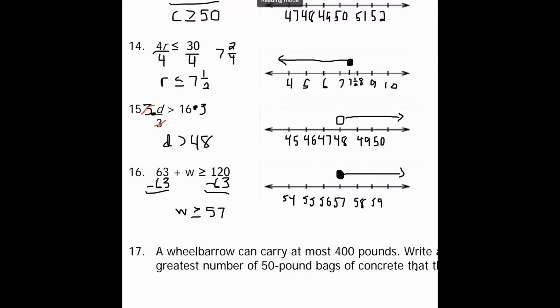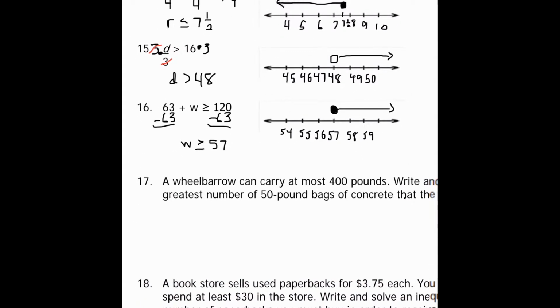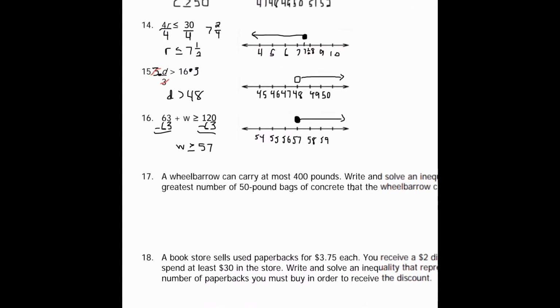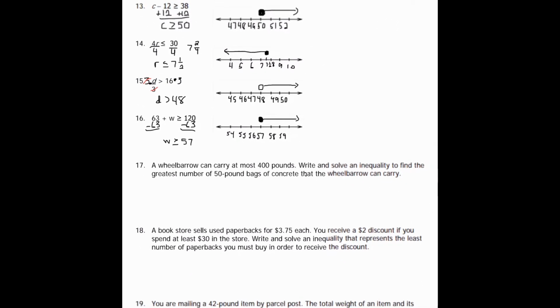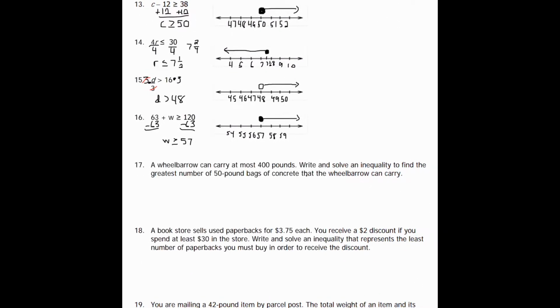Awesome. Number 17. A wheelbarrow can carry at most 400 pounds. Write and solve an inequality to find the greatest number of 50-pound bags of concrete that the wheelbarrow can carry. Don't mind my dog barking in the background. So, the wheelbarrow can carry at most 400 pounds, so no more than 400 pounds, and we are looking for the greatest number of 50-pound bags.